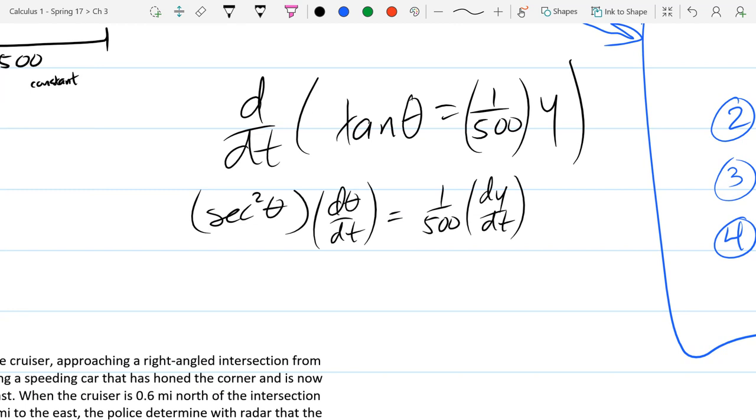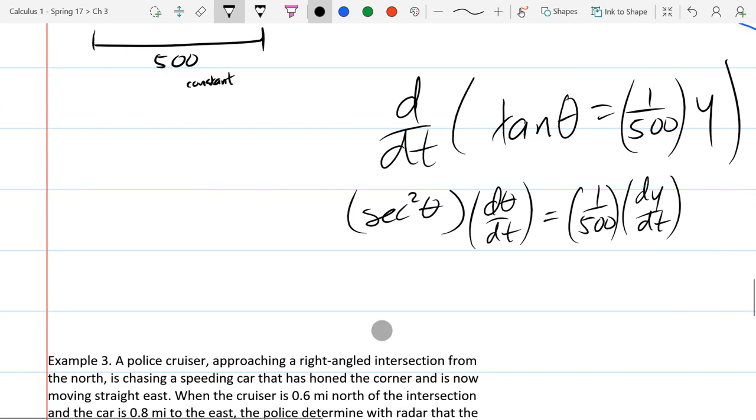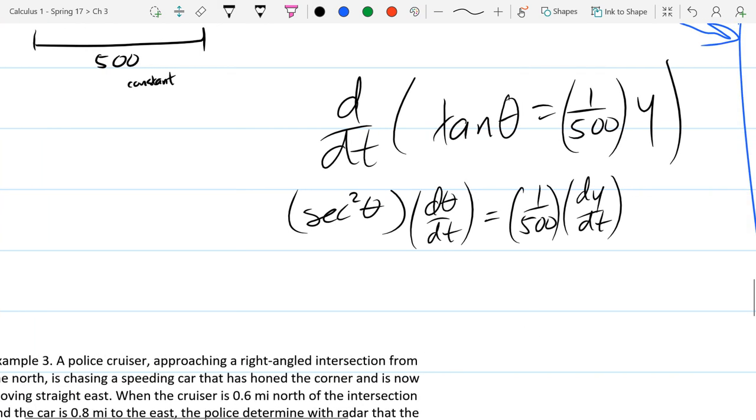Does the d theta dt go in the front or the back? Multiplication is commutative, so it's up to you. I mean, that's what I thought. Yeah, you can change the order around.